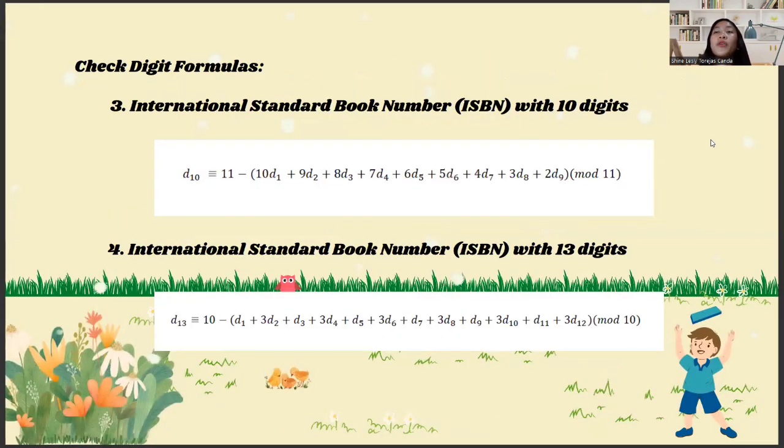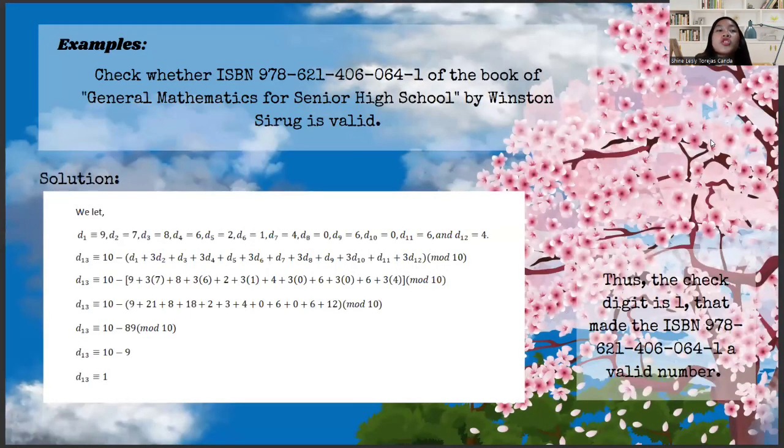We have a separate formula for ISBN with 10 digits and ISBN with 13 digits. As you can see, they're very different from each other. Let's take a look at these examples applying this formula. Check whether ISBN 9786214060641 of the book General Mathematics for Senior High School is valid.